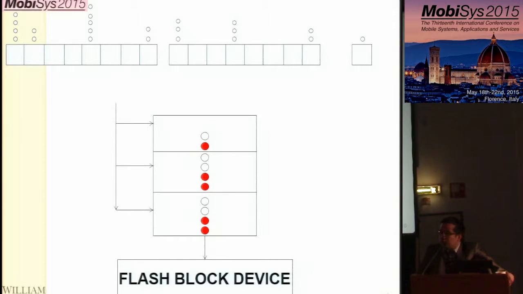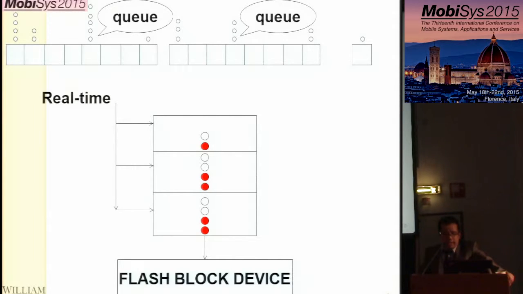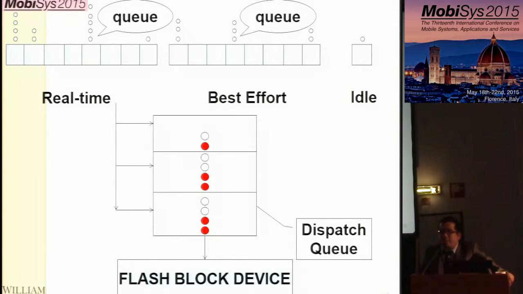So how does it work actually in practice? Each flash block device has 17 queues of I/Os, right? And what happens is that they are divided into 3 groups based on the priorities: real time, best effort, and idle, where real time is the highest priority and idle the lowest priority. And these I/Os actually are selected and inserted into a so-called dispatch queue.